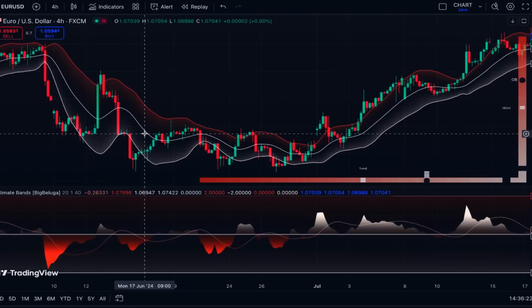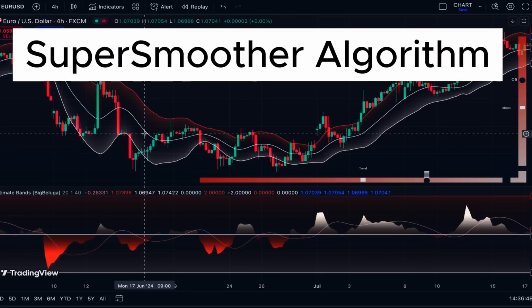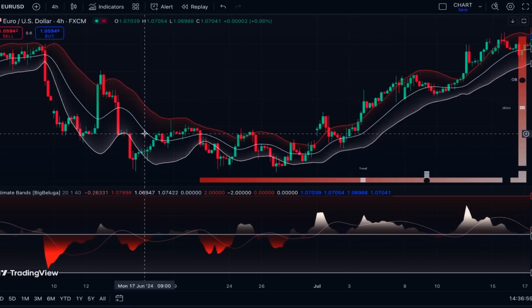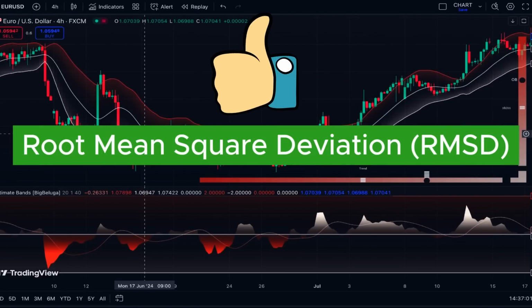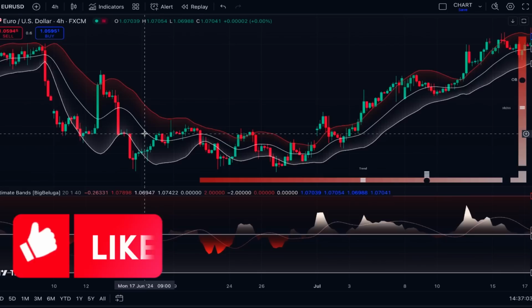It is similar to Bollinger Bands or Keltner channels, but it is based on different calculations. The bands are based on super smoother algorithm, which was developed by John Ehlers, and they are calculated using root mean square deviation. The result is having bands that adapt to volatility with lower lag.